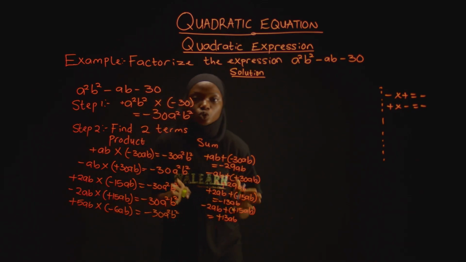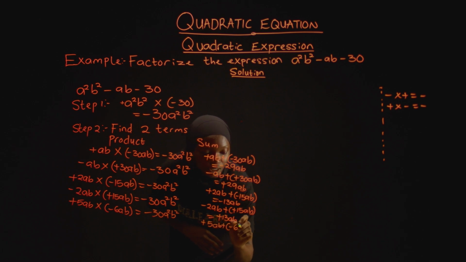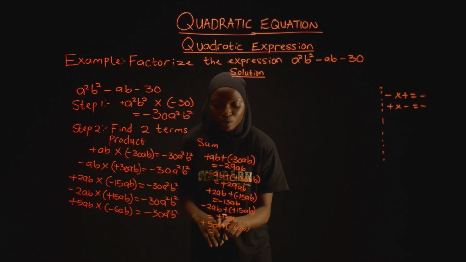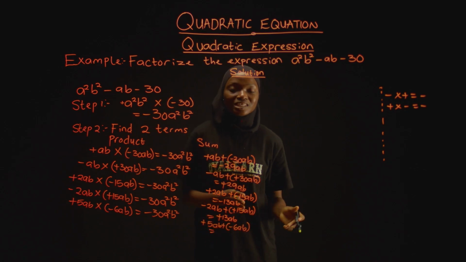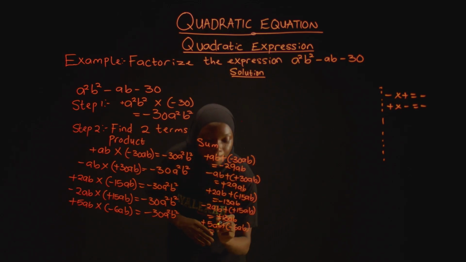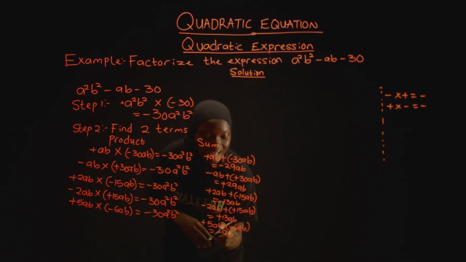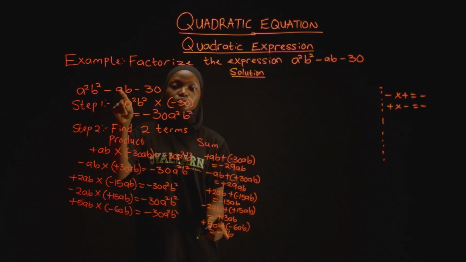Now let's look at the sum. For the sum, we're having plus 5ab plus minus 6ab. Now when you simplify this, plus 5ab plus minus 6ab, we'll be having 5ab minus 6ab. That gives us minus 1ab, which you can write as just minus ab. And this is exactly the second term we need to find.